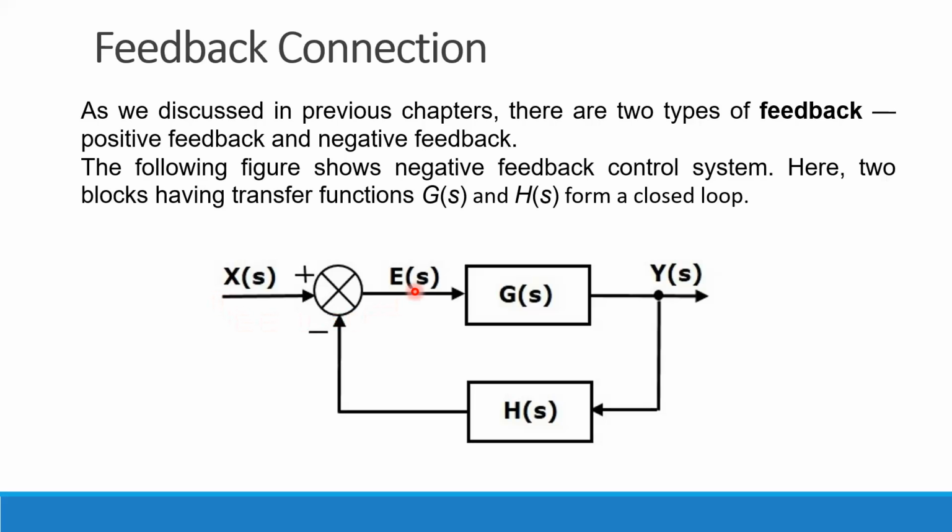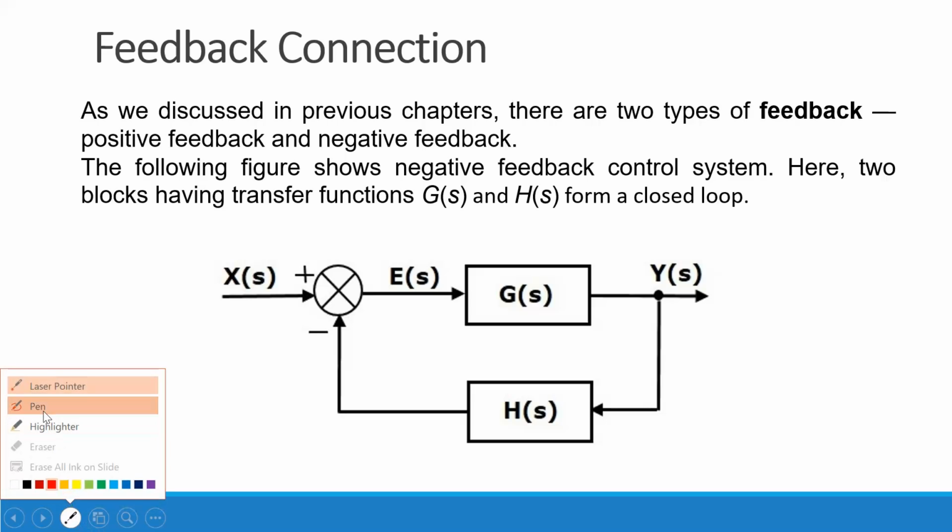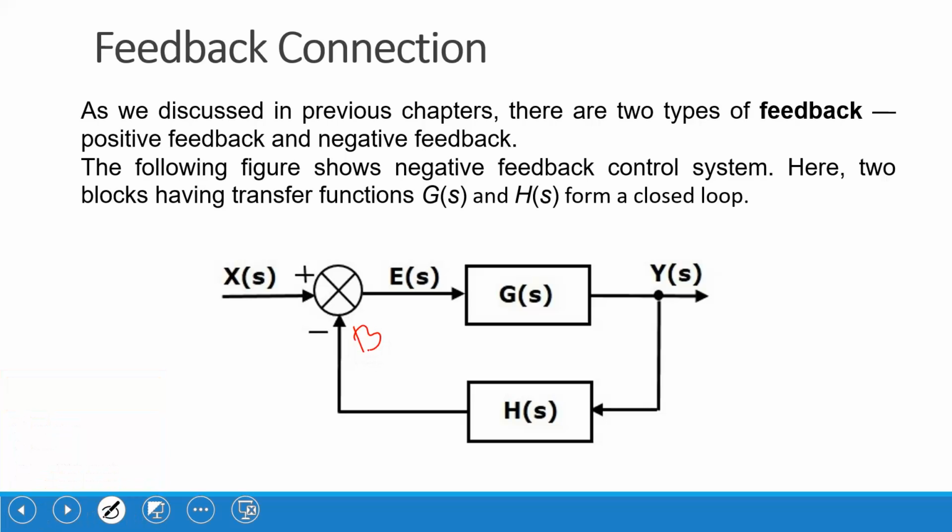This is the error signal, which is generated by comparing the input with the feedback signal. Say the feedback signal is b of s. Now this b of s will be compared with this x of s and we will get the value of e of s. So e of s will be equal to x of s minus b of s, because the minus sign is present here, therefore x of s minus b of s will be equal to e of s.